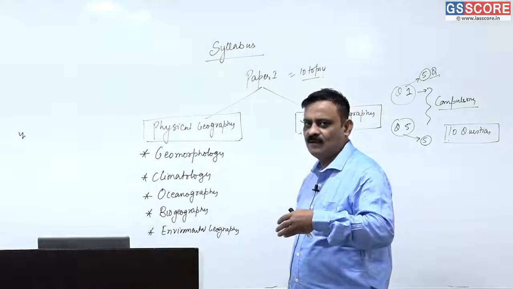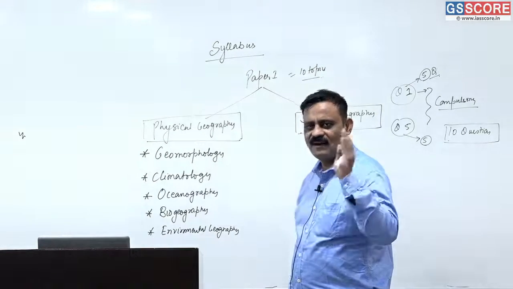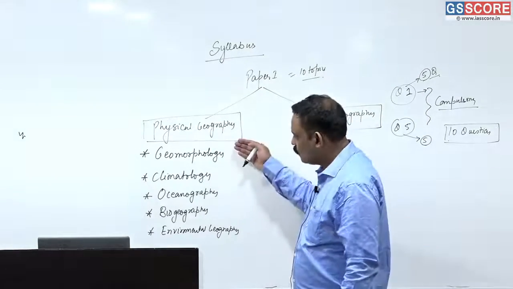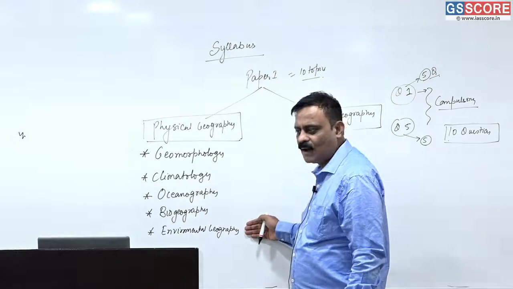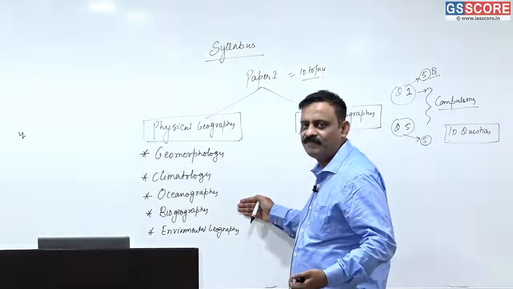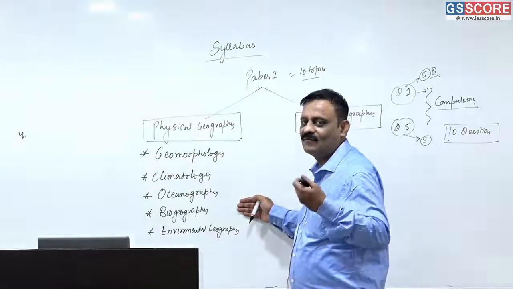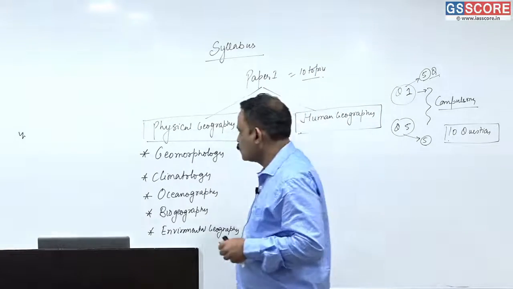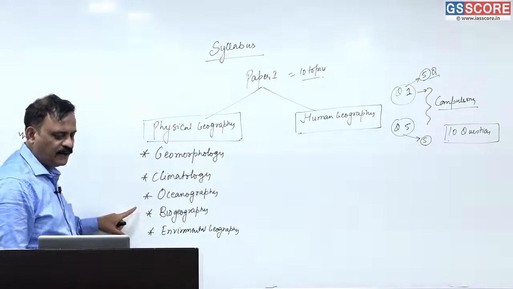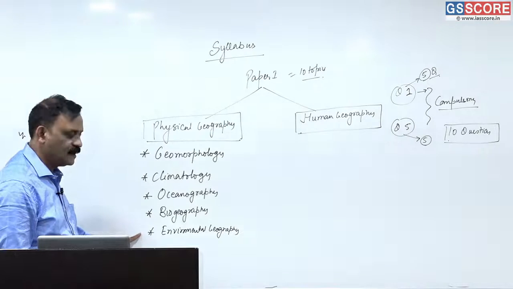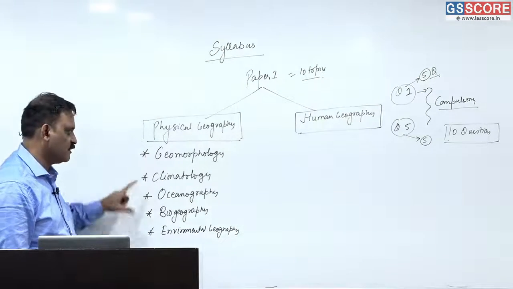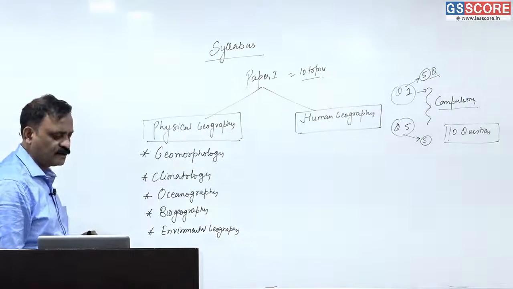In any university also, or in any level of the exams where physical geography is a part of the syllabus, you will get only these 5 topics as a part of physical geography. So these 5 topics completely define physical geography or give you an idea of it. Okay. So this is geomorphology, climatology, oceanography, biogeography, and the fifth one is environmental geography. So these are the 5 topics which are the part of physical geography.